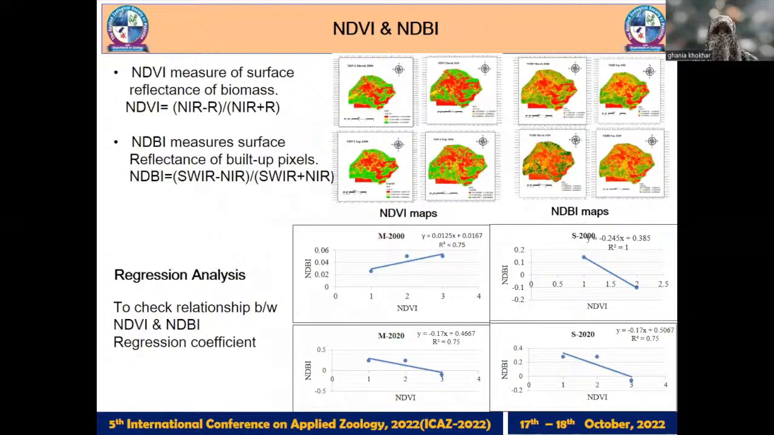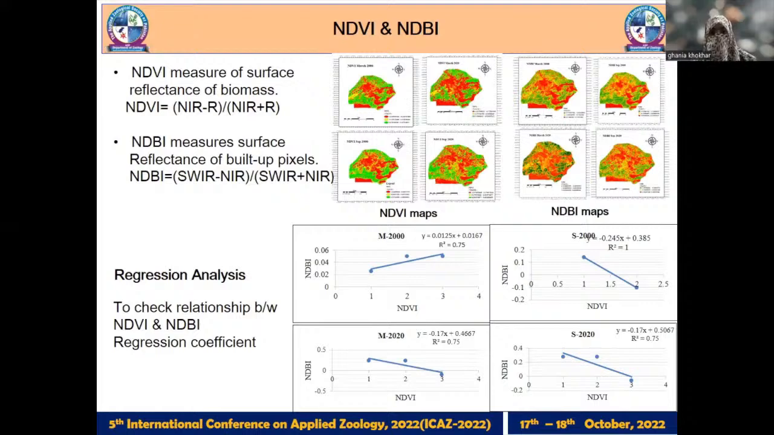NDVI and NDBI. NDVI is the normalized difference vegetation index, and NDBI is the normalized difference built-up index. NDVI is a measure of surface reflectance of biomass that is calculated through different bands. We know there are different bands that reflect in different regions of the electromagnetic spectrum. It uses the near infrared and red bands, and NDBI is a measure of surface reflectance of built-up pixels, the built-up area, and it uses shortwave infrared and near infrared bands.